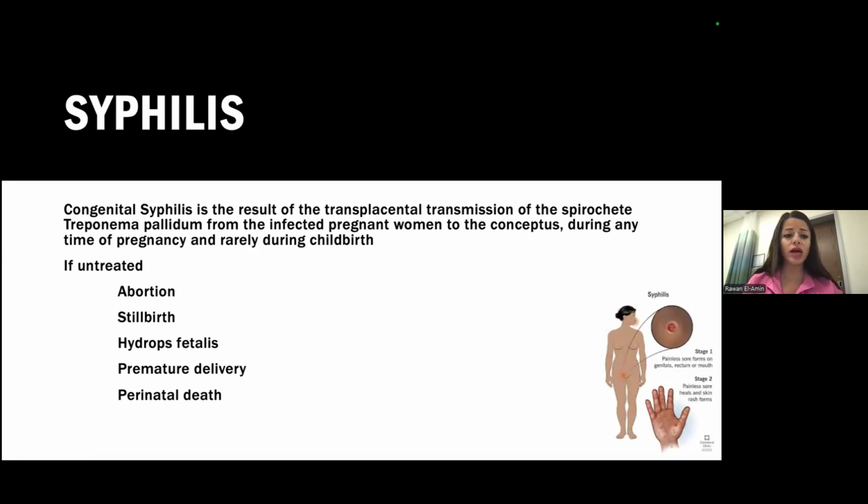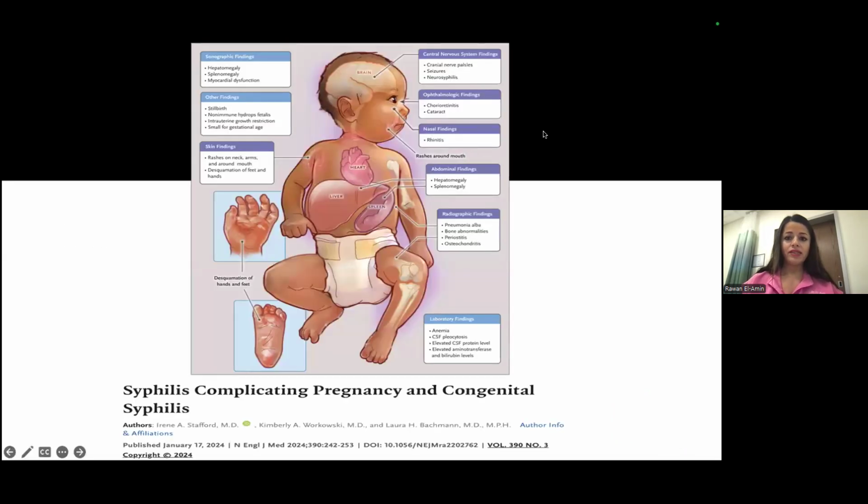So why do we care so much? If it's not treated, it can cause miscarriage, stillbirth, hydrops, premature delivery, and perinatal death. And this talks about congenital syphilis and all the findings that you would have with it.